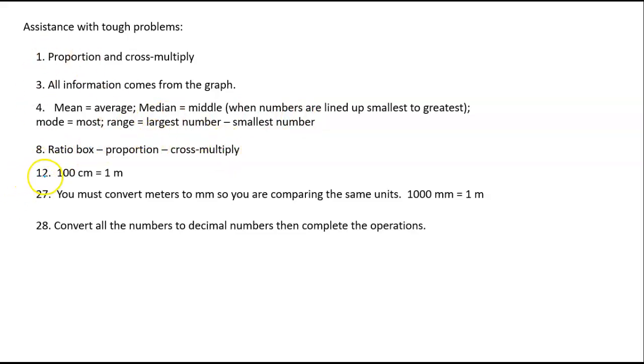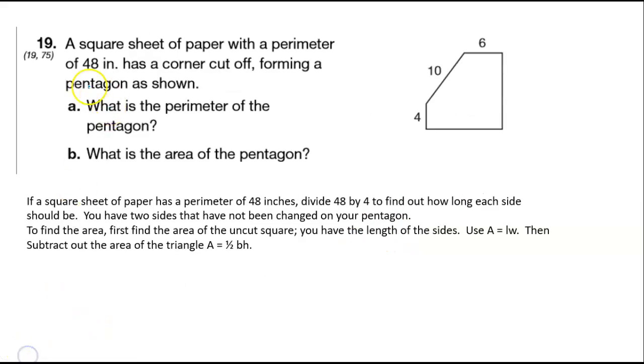For 12, you're going to need the conversion that 100 centimeters is equal to 1 meter. 27, you must convert meters to millimeters, so you're comparing the same units. 1,000 millimeters is 1 meter. 28, convert all the numbers to decimal numbers and then complete the operations.